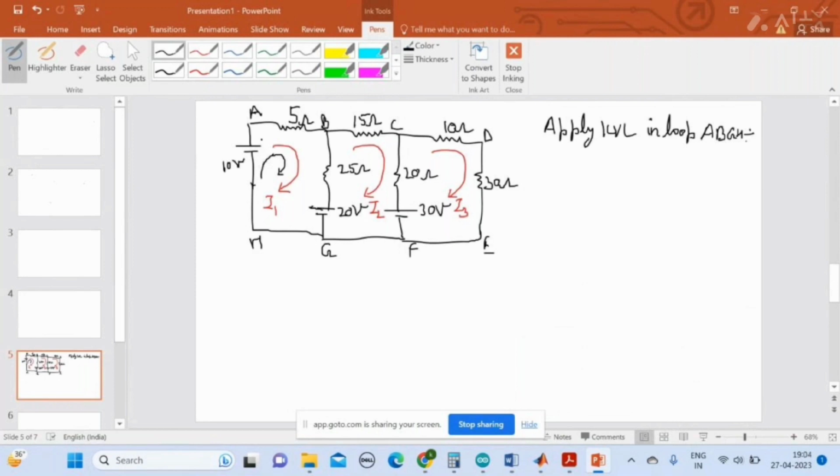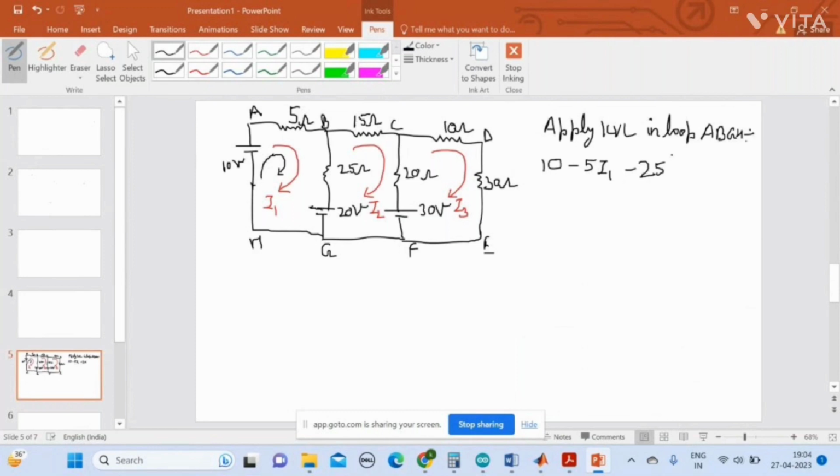Therefore, we represent 10 volt as plus 10, and the potential drop across 5 ohm is represented by, since it is potential drop, therefore we represent it by minus sign 5, and the current across 5 ohm is I1. Therefore, 5 into I1. Potential drop we can calculate by using the formula V equals IR. So V here in the 5 ohm resistor is I1 times 5. Therefore 5 into I1. And the potential drop across 25 ohm is represented by minus 25, and the current in 25 ohm is I1 minus I2.